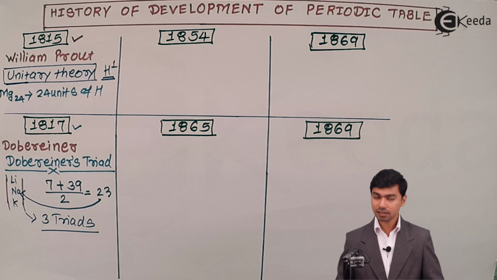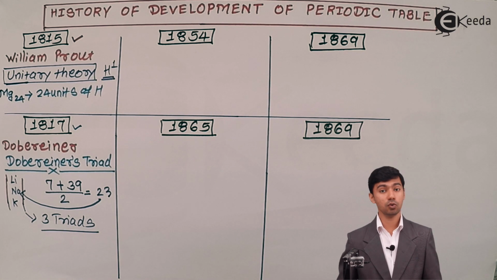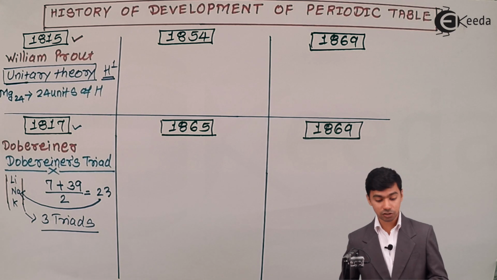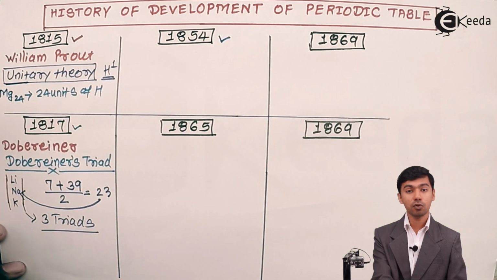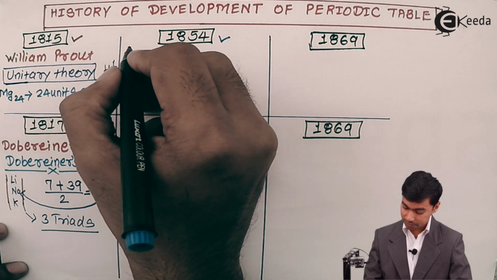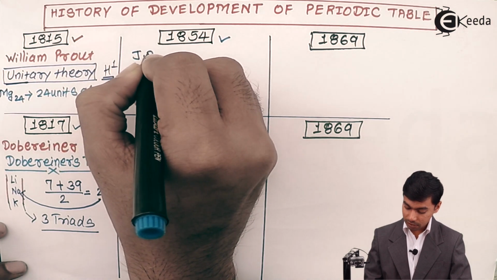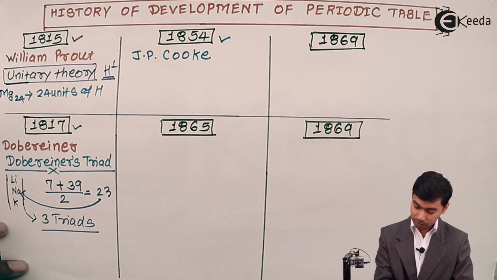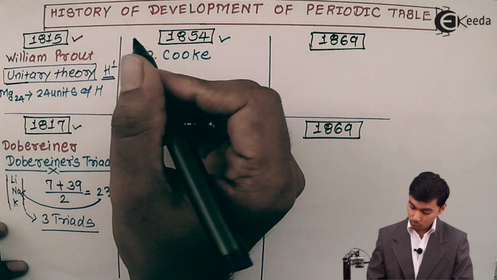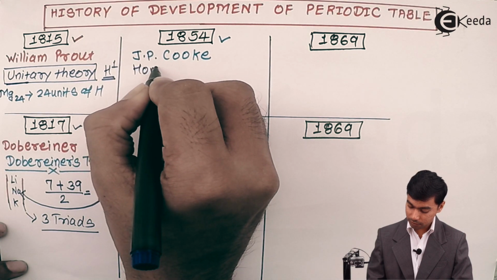So can this be the end of the classification? No. Another classification was attempted in the year 1854. Now who is the scientist? The scientist's name is J.P. Cooke. He made another development called the homologous theory.